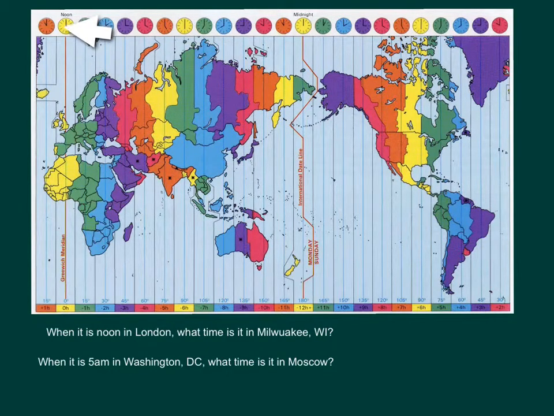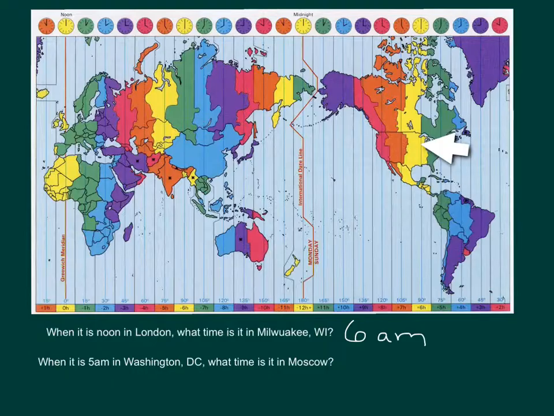So if it's noon in London, I'm going to go backwards to find out what time it is in Milwaukee. So I'm going to go 11 a.m., 10 a.m., 9 a.m., 8 a.m., 7 a.m., 6 a.m. Here's my yellow time zone. There's Milwaukee. It should be 6 a.m. in Milwaukee, Wisconsin.